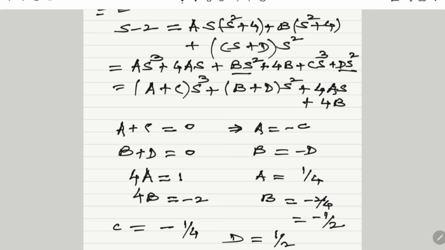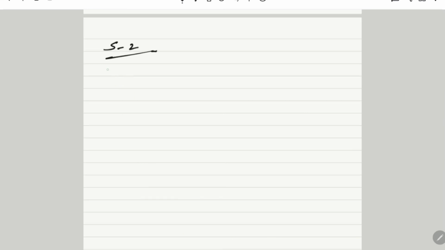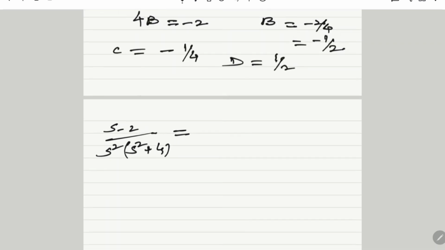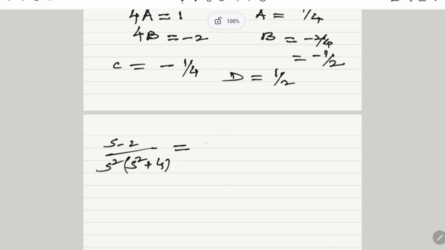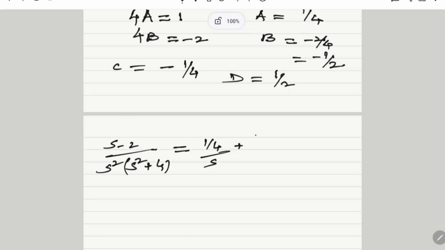And substituting all these values in equation 1, we get (s minus 2) divided by s square into (s square plus 4) as A, the value of A is 1 by 4, divided by s, then B, minus 1 by 2, divided by s square, then C, minus 1 by 4, s plus D, which is 1 by 2, and the whole divided by s square plus 4.